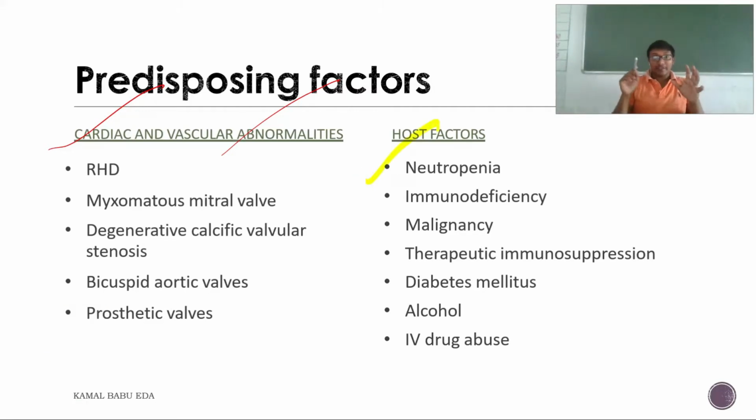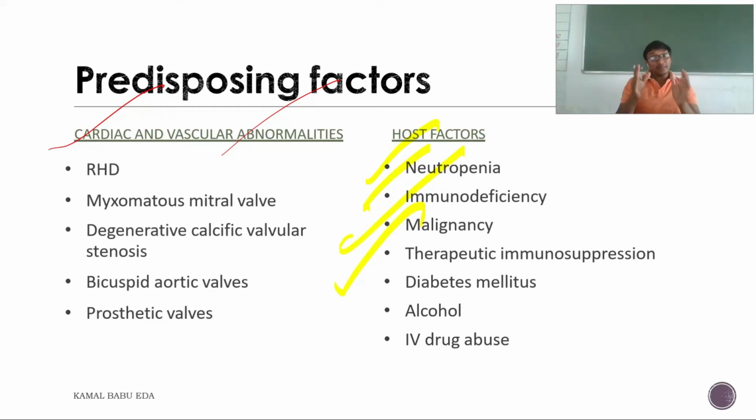The persons who have neutropenia, immunodeficiency, malignancy, and therapeutic immunosuppression. So here, persons who have some kind of organ replacement in the body, or any kind of surgical procedure, are sometimes given immunosuppressant drugs to prevent rejection by the body. And in various disease conditions also, they give immunosuppression drugs.